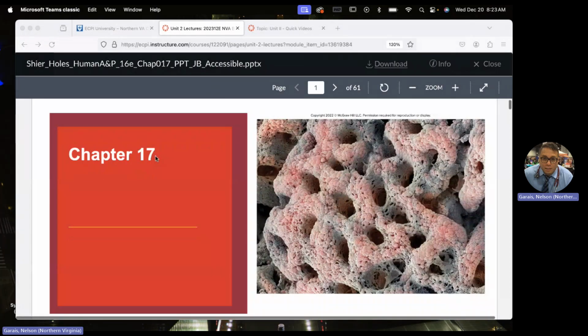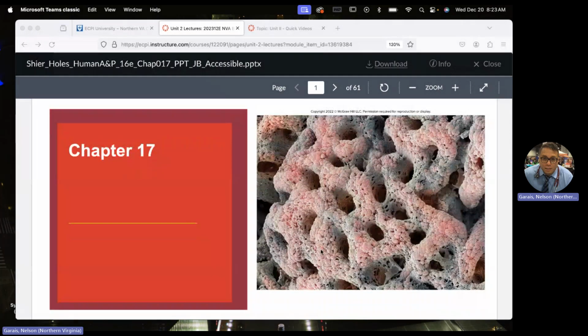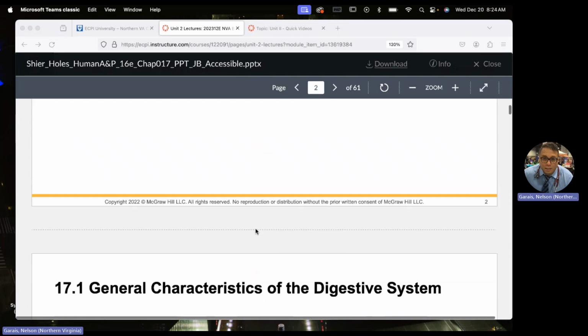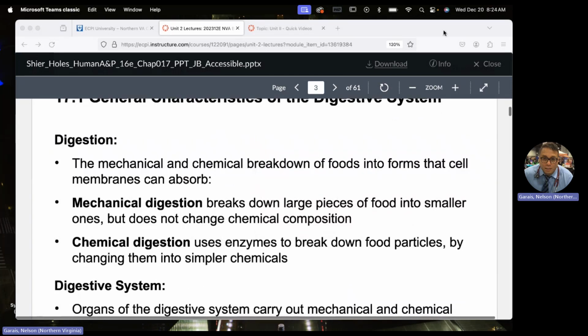This is a reproduction of chapter 17. I don't know what happened to my original one, but here we go. This is chapter 17. Maybe make it a little bit smaller.